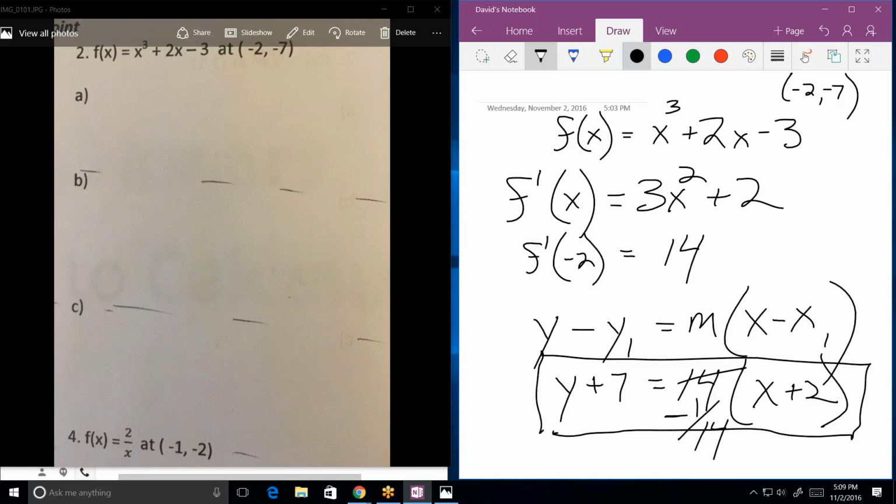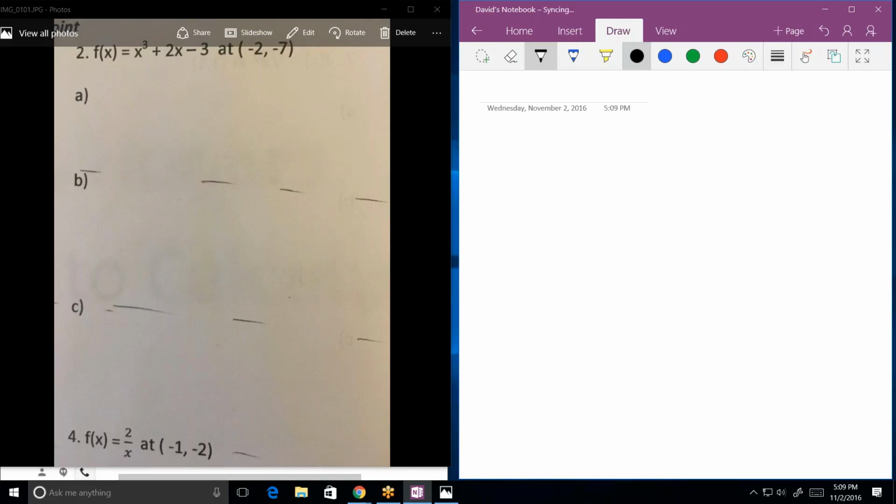In other words, this is still a line that goes through that. Now, for clarification's sake, the point they were talking about was -2, -7, okay? So let's see, we had a slope of 14, so the curve must do something like that.